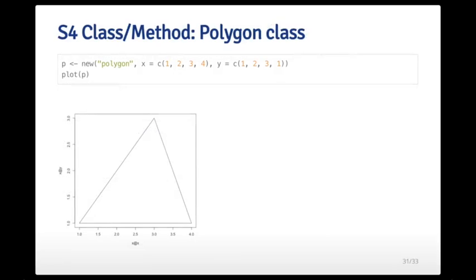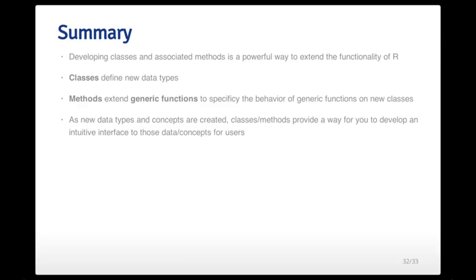So here I'm creating a simple polygon. I'm using the new function to create an object from the polygon class. I create the x vertices and I create the y vertices. And now when I call plot on it, you can see that it doesn't just call the default plot method. It actually calls my method that I just created. And you can see it draws this little triangle by connecting the dots. So that's a very simple example of how to create a new class and develop some new methods.